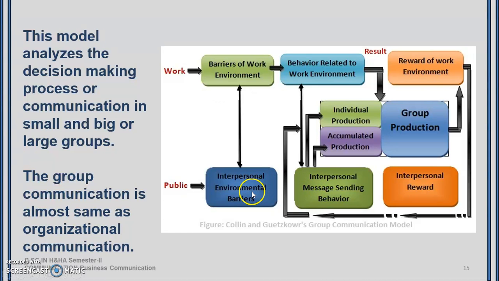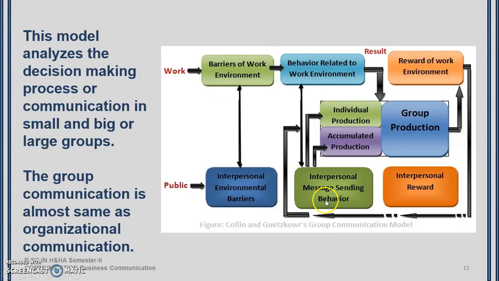Out of this, the interpersonal environment barrier and barriers of work environment are interrelated. This may generate this and this may generate this. Now, interpersonal message sending behavior and behavior related to work environment are again interchangeably affecting each other. Now, due to this interpersonal message sending behavior, there can be individual production as well as accumulated production of work in hand. And together, what the individual does, what a team does, will give you group production. And this group production will lead to reward of work environment. And meanwhile, the whole process will generate interpersonal reward also. I appreciate you, you appreciate me. And again, reward will affect the behavior related to work environment and interpersonal message sending behavior. This is Collins and Guetzkow's group communication model.